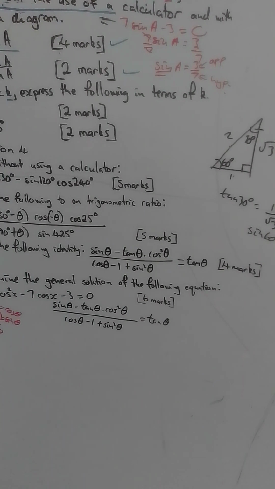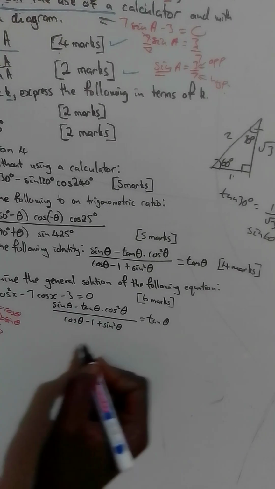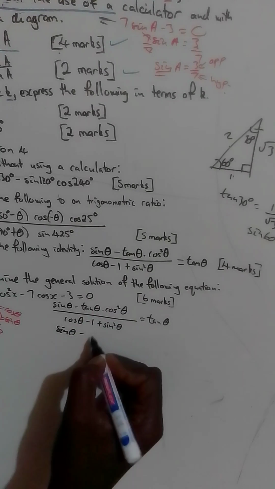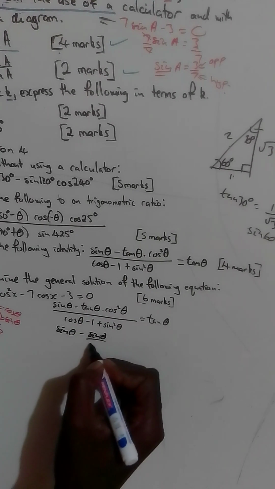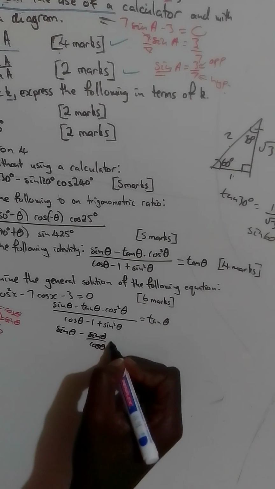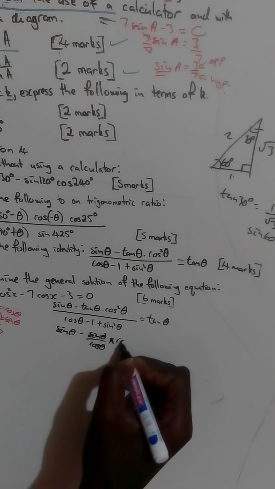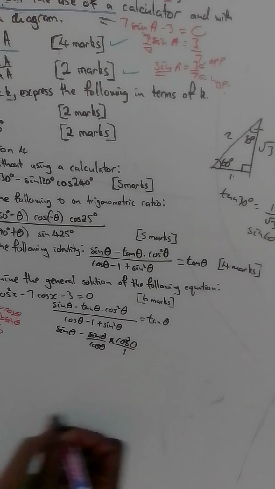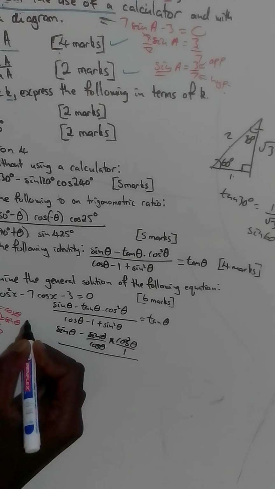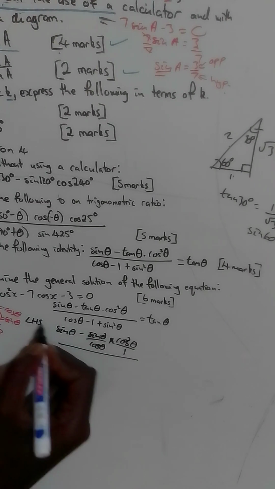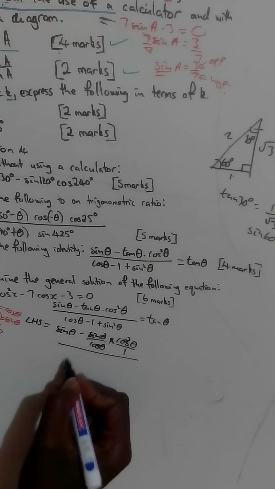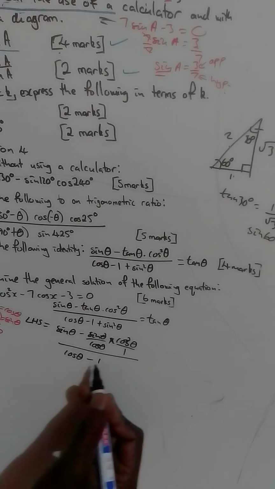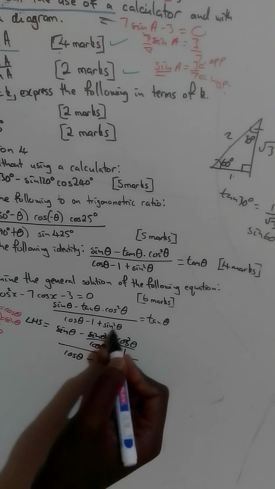So what are we going to do? The first thing I'm going to do is rewrite sin theta, minus this tan theta, which I'm going to convert to sin theta over cos theta multiplied by cos squared theta all over 1. So on the left hand side, I say left hand side is equal to, then here I've got cos theta minus 1, then I've got sin squared theta here.